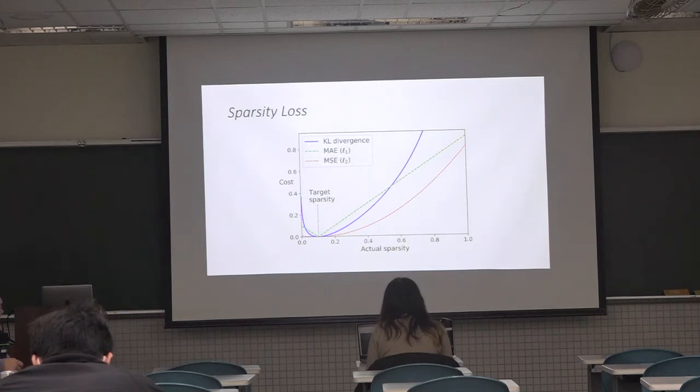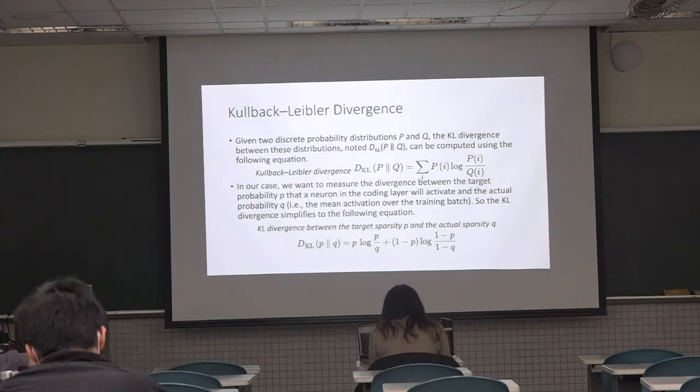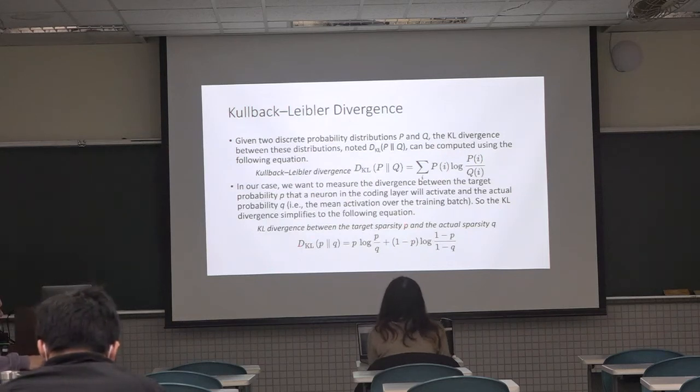The KL divergence is defined like this. I will not go into the detail. We just compute the Kullback-Leibler divergence between the target sparsity p and the actual sparsity p-hat, like this. Of course, we use the KL divergence as part of the cost function.